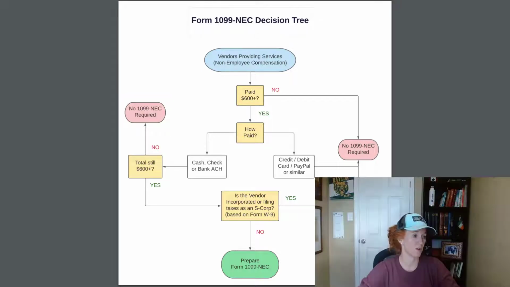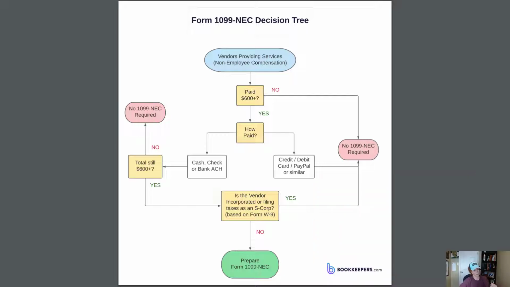So let's walk through an example. If you paid someone $1,000 total, but $200 of that was via credit card or business PayPal account, you'll have $800 remaining. If you paid that $800 in ACH, you'll issue them a 1099 for the $800. If the portion that you paid via ACH was less than $600, you do not need to issue a 1099 for that. So then we're going to get to this last yellow box on this page.